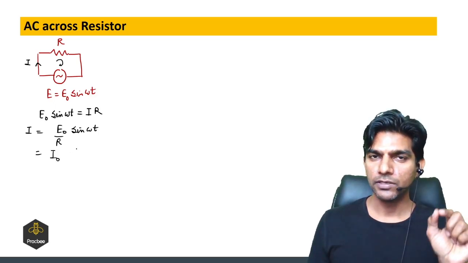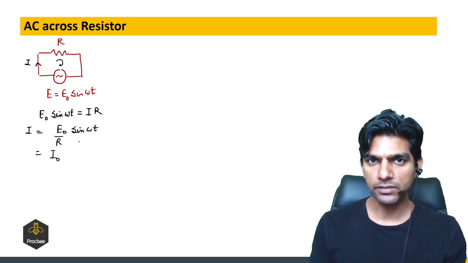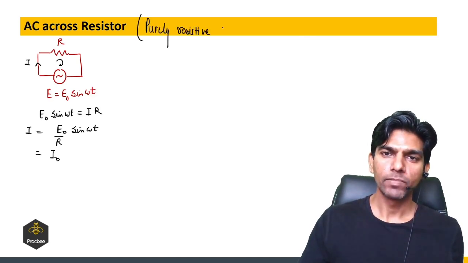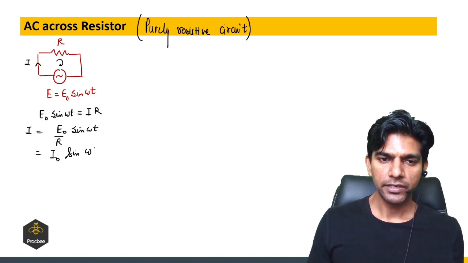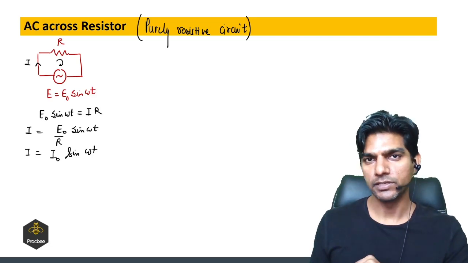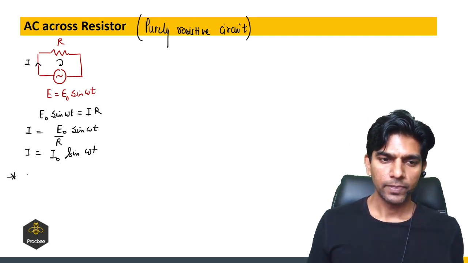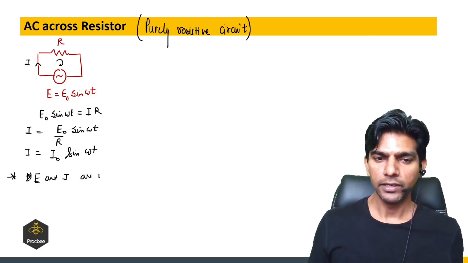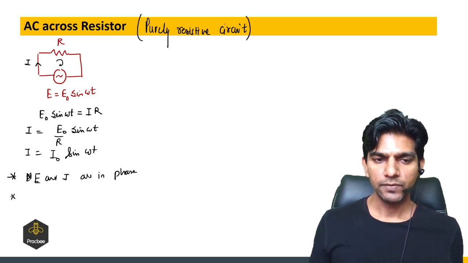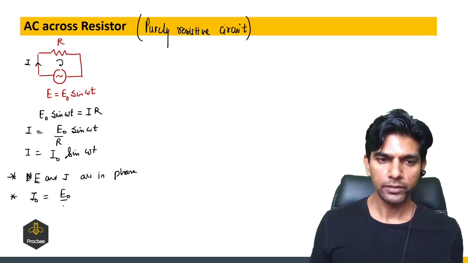So in case of a purely resistive, if we have only a resistor in a circuit, we'll call it a purely resistive circuit. And in a purely resistive circuit, there is no phase difference between the voltage applied across the resistor and the current which is passing through the resistor. So we can say E and I are in phase. When they are in phase, there is no phase difference. And peak value we have seen, I naught is E naught by R.